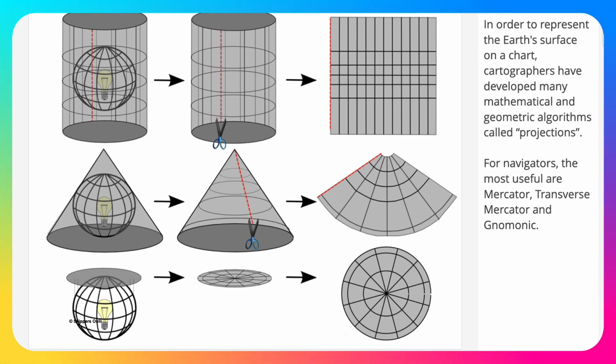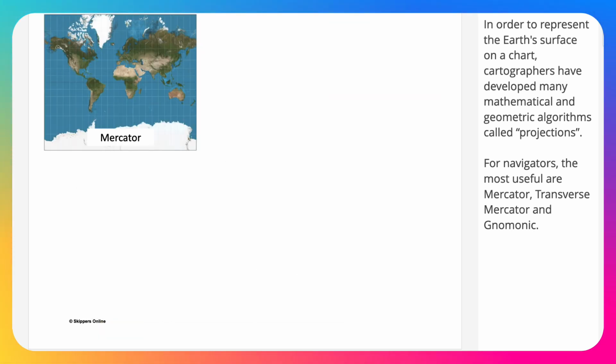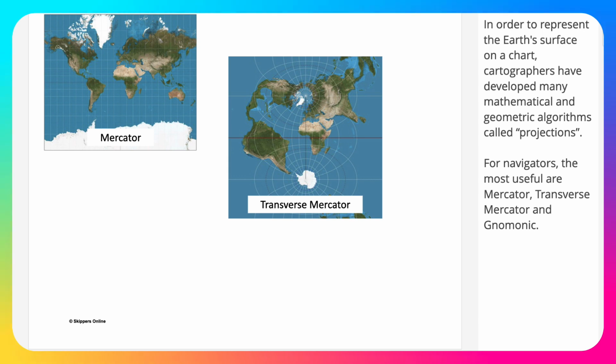In order to represent the Earth's surface on a chart, cartographers have developed many mathematical and geometric algorithms called projections. For navigators, the most useful are Mercator, Transverse Mercator, and Gnomonic.